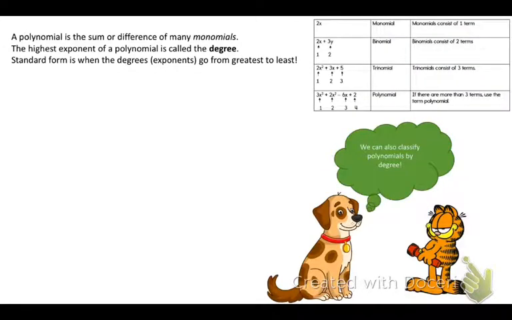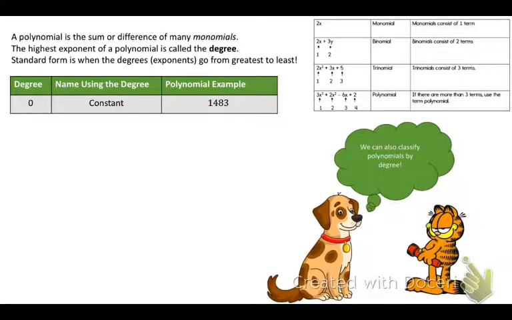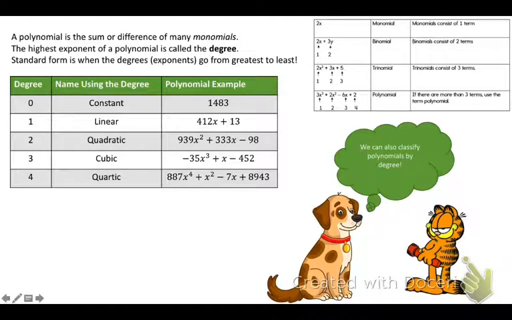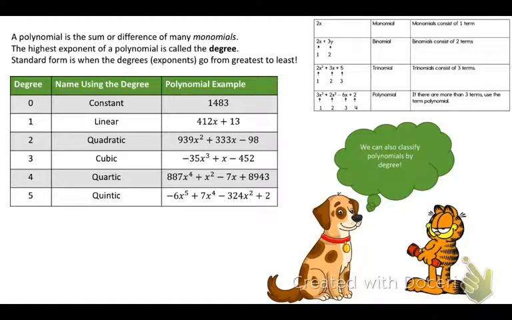We can also classify them by degrees, which I was already kind of doing. But if it was a 0 degree, it'd be a constant. So that could just be a number. First degree is linear, which is just when you have an x. Second degree is quadratic, so that's an x squared. Third degree is cubic, so that's x cubed. Fourth degree is quartic, and fifth degree is quintic. And we're not going to go past 5.